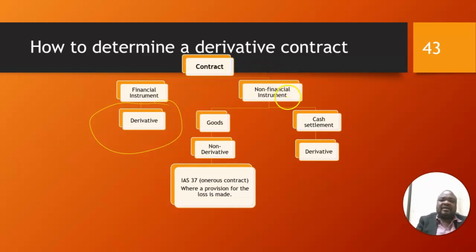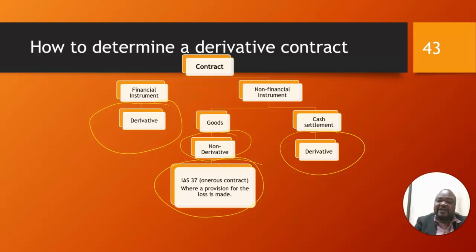Then, if a contract is a non-financial instrument, ask yourself, does it involve settlement in goods or in cash? If it involves goods, then it is non-derivative and it should be accounted for as an onerous contract where a provision for the loss is made. But if the settlement is in cash, then it should be a derivative.